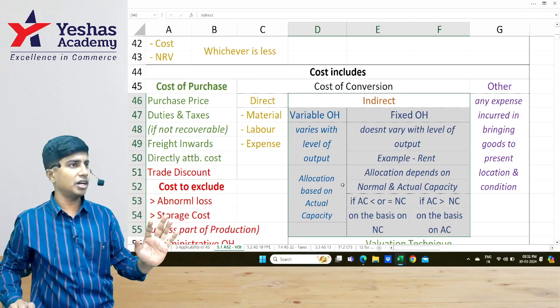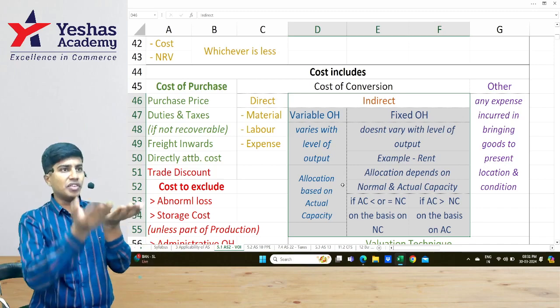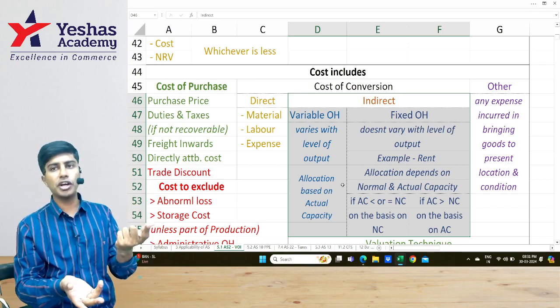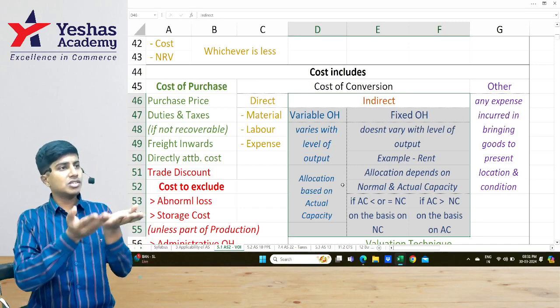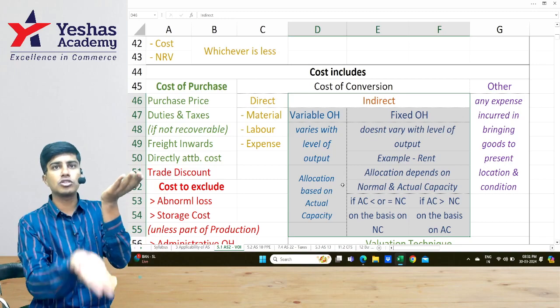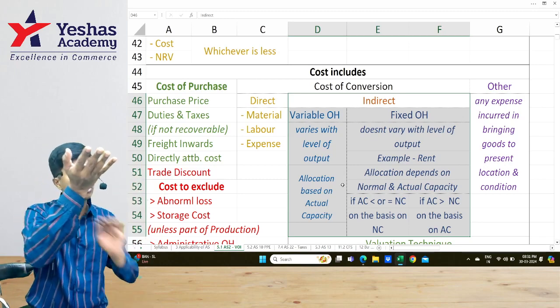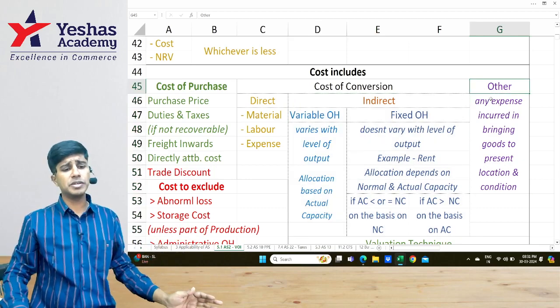Here we charge it to the inventory totally. If the actual capacity is more, we don't overcharge. If it is less, we'll check. If it is less, then such unused production capacity should be charged to P&L, not to the inventory. So that is the reason we do it based on normal capacity when actual capacity is less. However, if actual capacity is more, charge it based on actual capacity, not on normal capacity. Then we have other expenses.